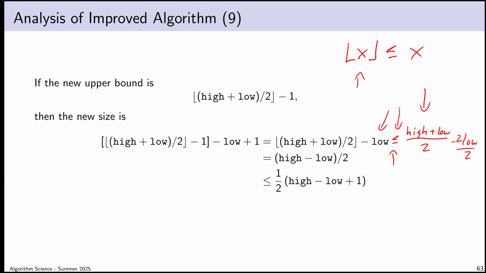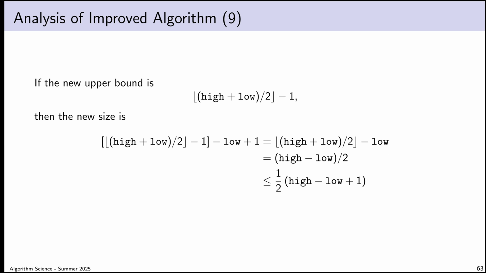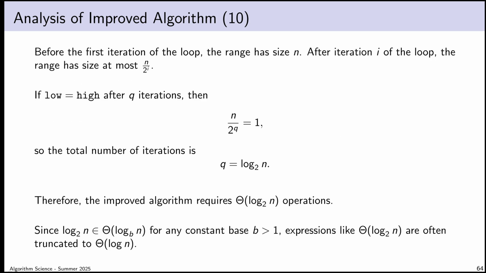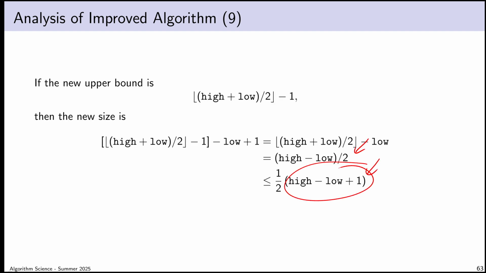But in both cases, what I was able to show is that the range I end up with is at most the original range divided by 2. Here, high minus low over 2 is actually less than high minus low over 2 plus 1/2, that is, 1/2 of high minus low plus 1. But in either event, the claim actually holds. So no matter how I adjust my range, if it starts at size r, it ends at size r divided by 2. Okay, so what that means is that at every step I cut my range in half, or better. I mean, maybe, as in this case here, my range is actually less than half the size it started.